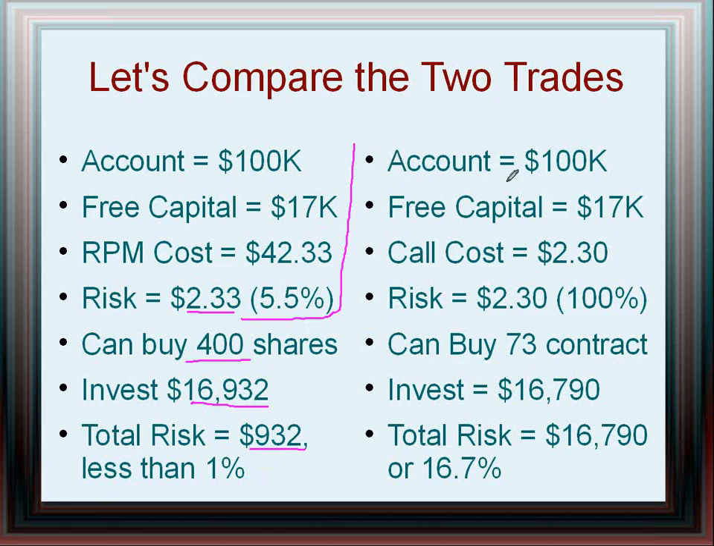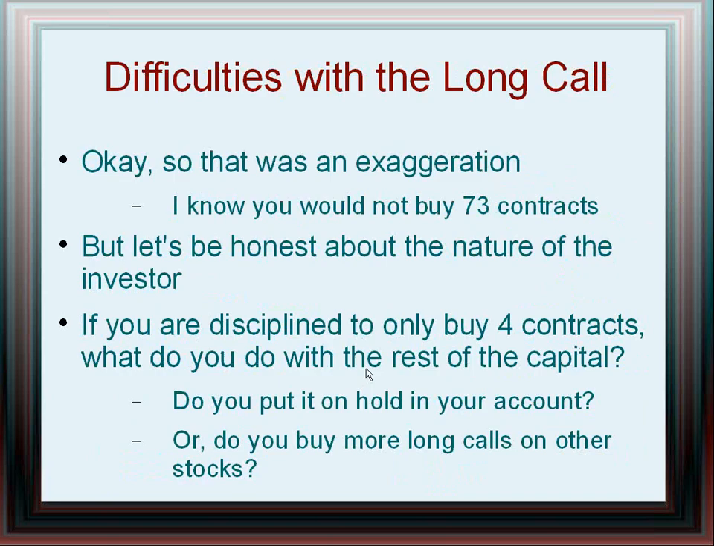Now on the other side, you've got a $100,000 account, $17,000 of free capital. Your cost per contract is less, right? $2.30, but that's 100% at risk. You could buy 73 contracts, right? $17,000 at $2.30 would give you a cost of $16,790. Your total risk is $16,790 or 16.7%. Okay, so same accounts, same amount of capital invested. The risk is exponentially different. Okay, so I'm exaggerating a little bit, but I'm exaggerating to prove a valid point.